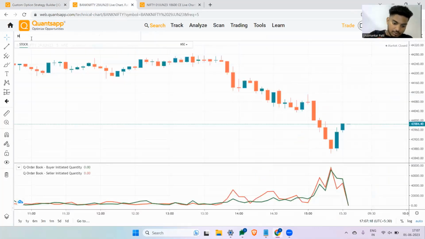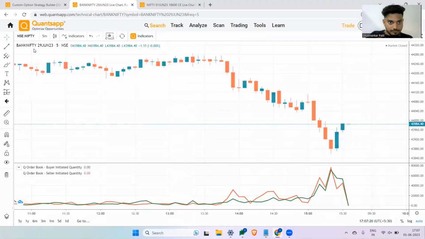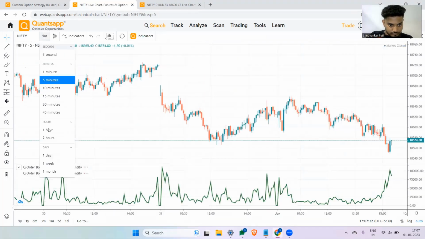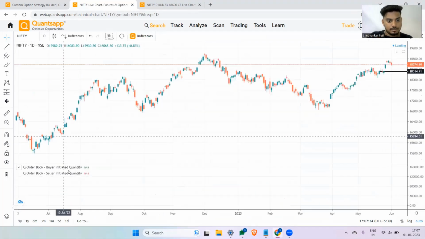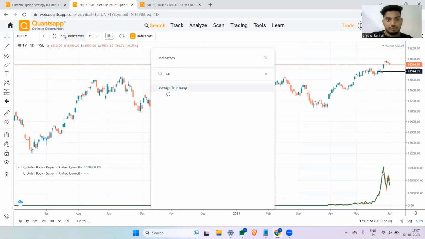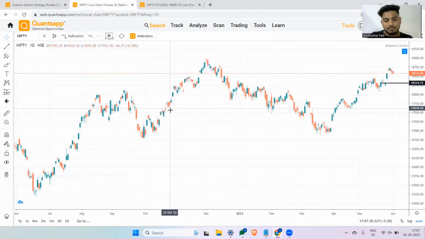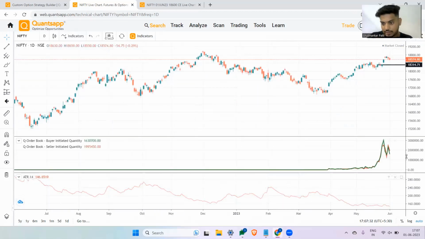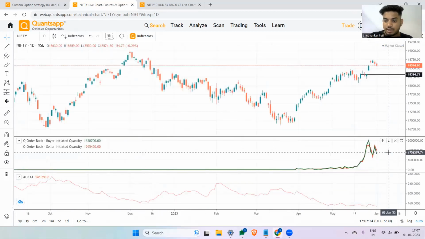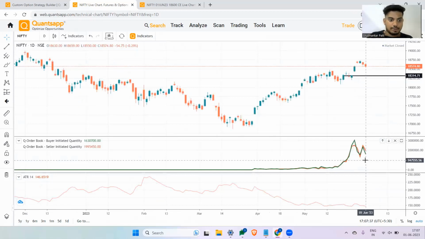So what you can do is, let's say Nifty, 1 day, and just use this indicator, which is ATR, average true range, which is a very simple indicator showing how much average movement there has been in the market in the last 14 days. So it is telling you that there has been roughly 150 points, or 146 points to be precise, of movement happening in the market.